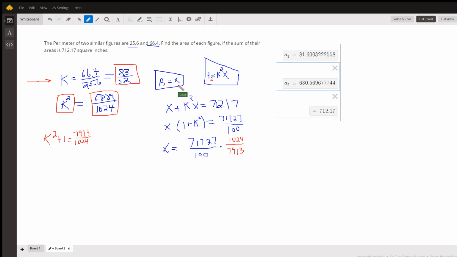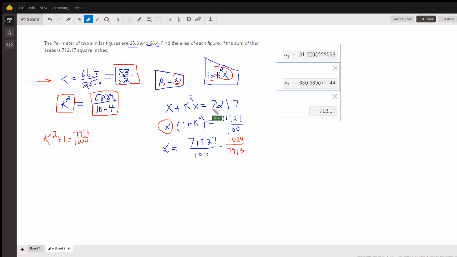And so if we let a sub 1 equal x as the area of the smaller similar figure, then k squared x will be the area of the larger similar figure. And these two areas, when you add them together, is 712.17 inches squared. So if I want to solve for x, which is the area of the smaller similar figure, I can factor out that x.